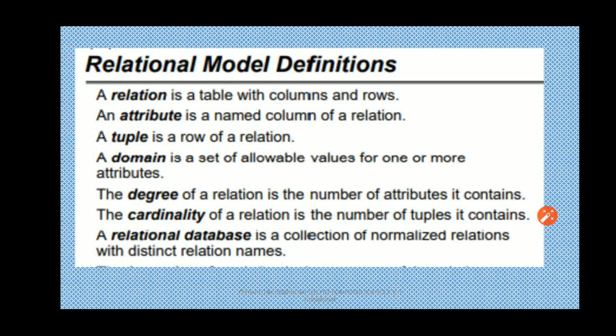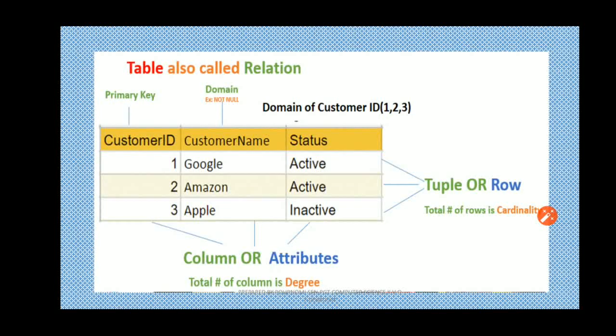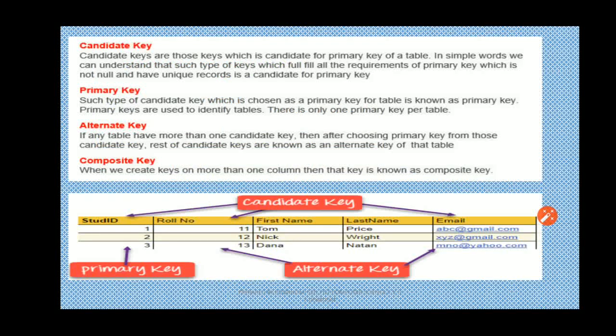Next is, what is degree? A degree of a relation is the number of attributes. Just like just before this, we have already done what is degree and what is cardinality. A cardinality of a relation is the number of tuples, that means number of rows. What is relational database? Relational database is a collection of normalized relations with distinct relation names. It is the collection of tables where the data are stored in the form of tables, in tabular form. So that is relational database.